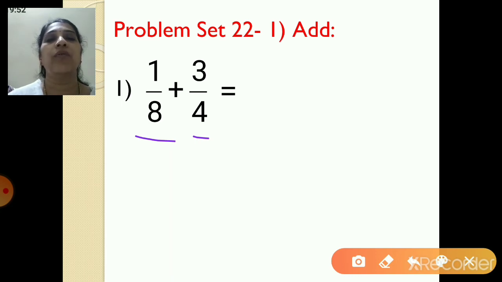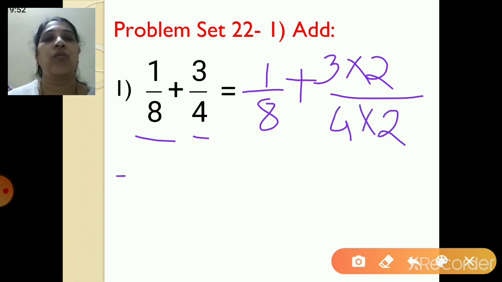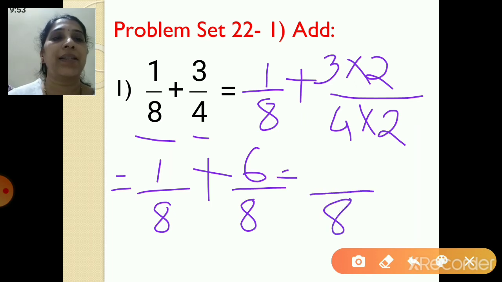So what we are going to do? We are going to keep the fraction 1 upon 8 as it is, right? And then we will work on the fraction 3 upon 4. So plus 3 into 2 upon 4 into 2. So what is 1 upon 8 plus, 3 2s are 6 and 4 2s are 8. So now we got the common denominator as 8. So we will write it as it is, and then 1 plus 6. So what is 1 plus 6? 1 plus 6 is 7. So your answer is 7 upon 8.